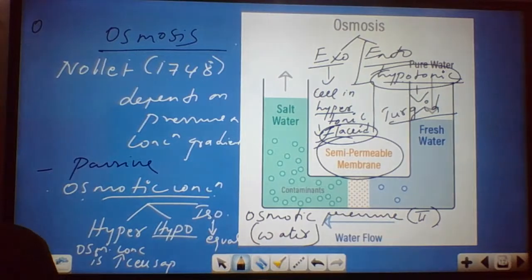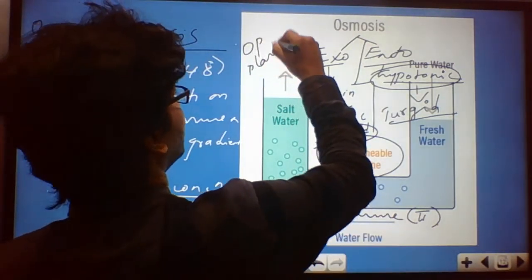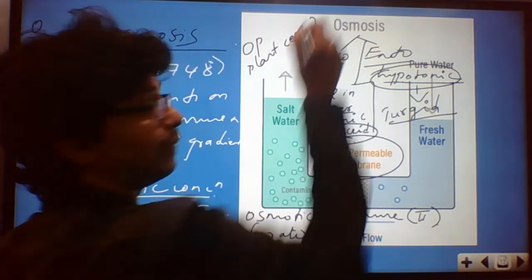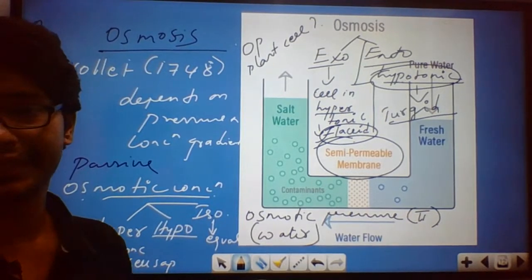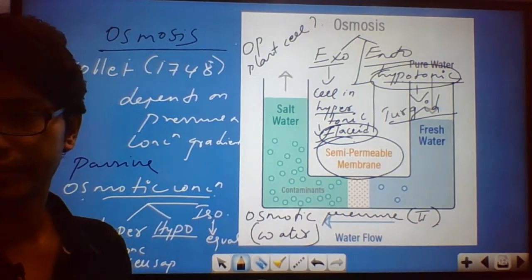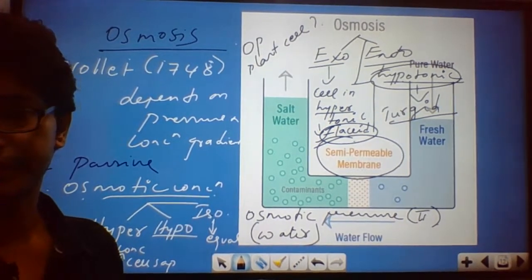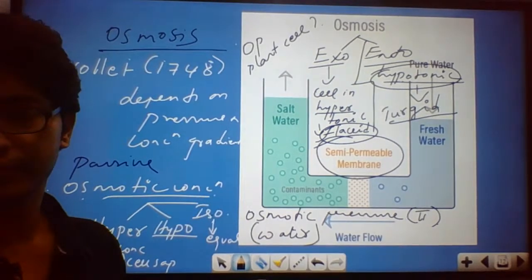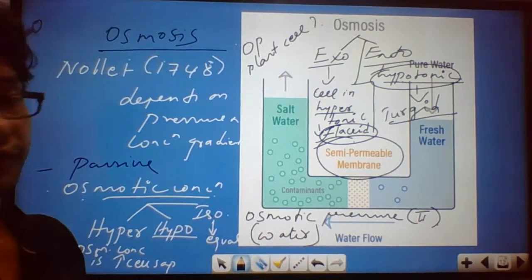What is the osmotic pressure of a plant cell? Can someone tell me what the osmotic pressure of a plant cell is?